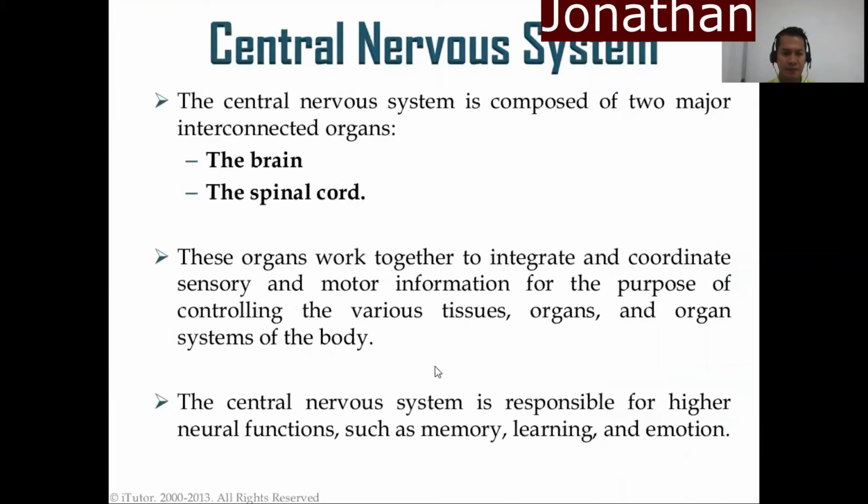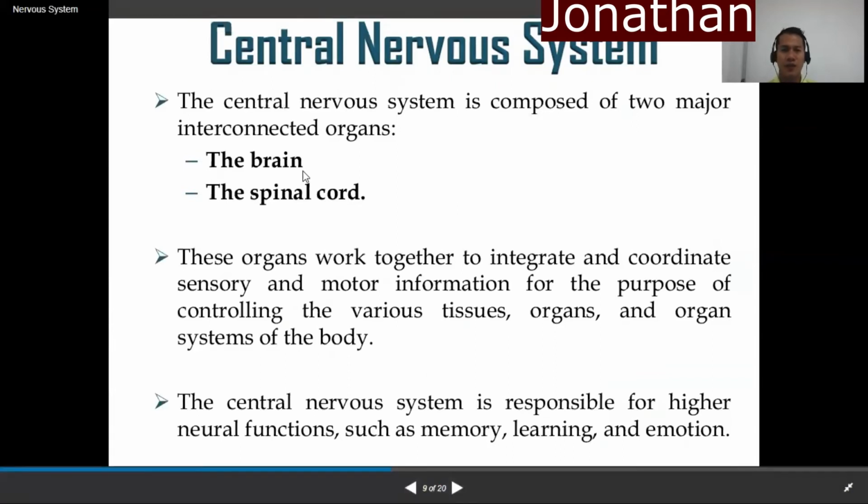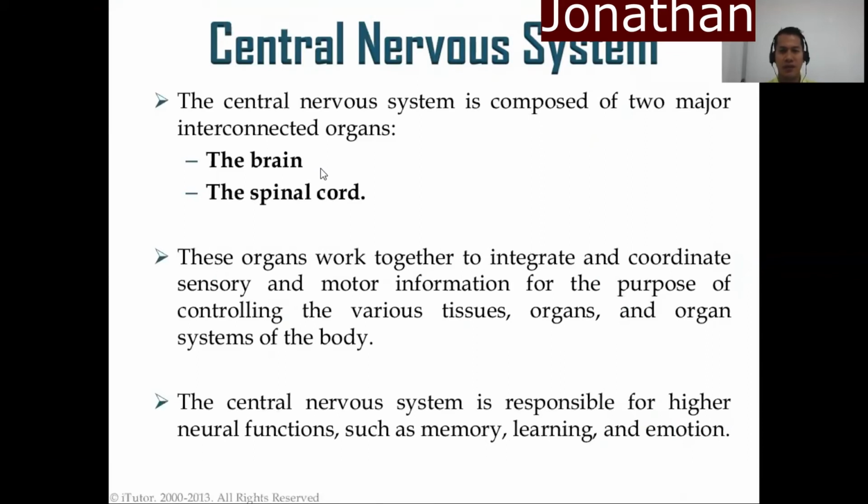Okay, so it's very important to protect our brain. That's why we wear a helmet when we ride a motorbike, so that it's protected. Actually, it's protected by the skull or the cranium. The spinal cord is embedded in our spinal column or the vertebrae.